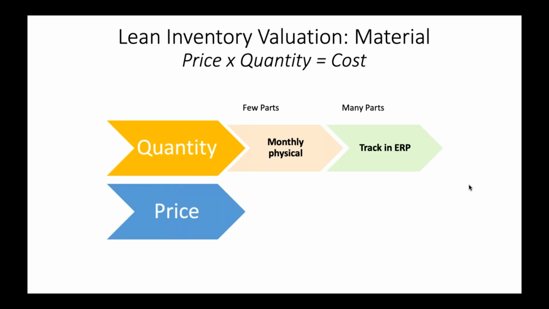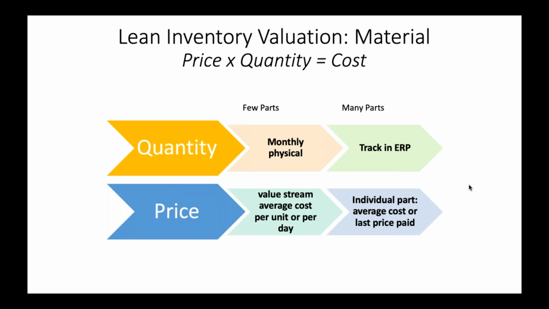On the price side, if you have few parts, you can use the average value stream. You can use the value stream average cost per unit or per day. So you have the quantity on hand and you have an average cost, and you simply multiply those two numbers together to get your inventory value.